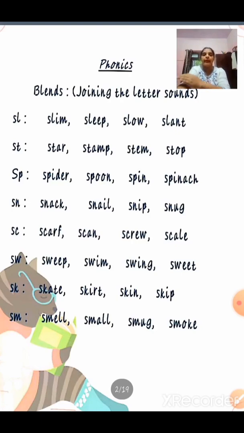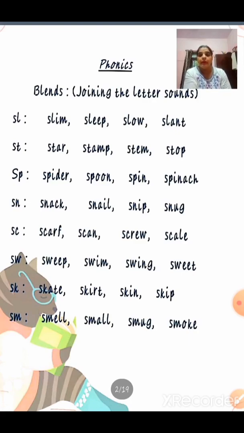So we will join and read them a little faster. Sl, e, sl, e, slim. So in this way we will read all other sounds and we will read the words. So next word is sleep. Repeat after me, sleep. Next word is slow. Next is slant.